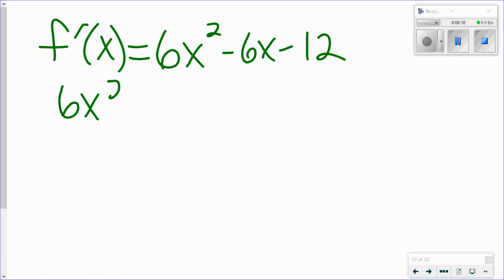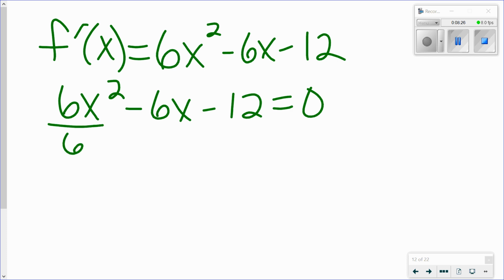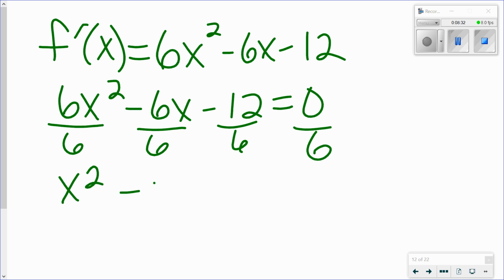So we're going to have 6x squared minus 6x minus 12 equals 0. Okay, we need to factor this. So everything is divisible by 6. So let's go ahead and divide all the way through by 6. So we get x squared minus x minus 2 equals 0.